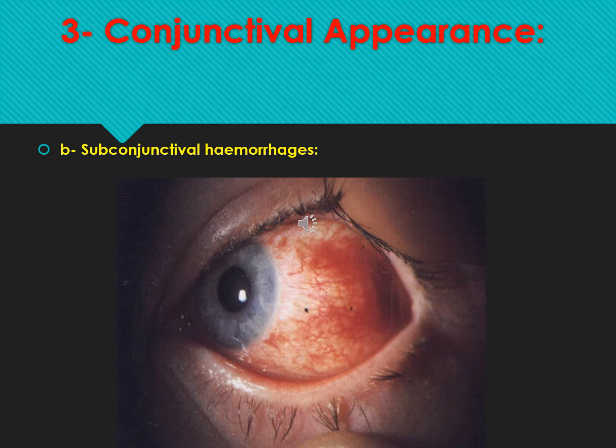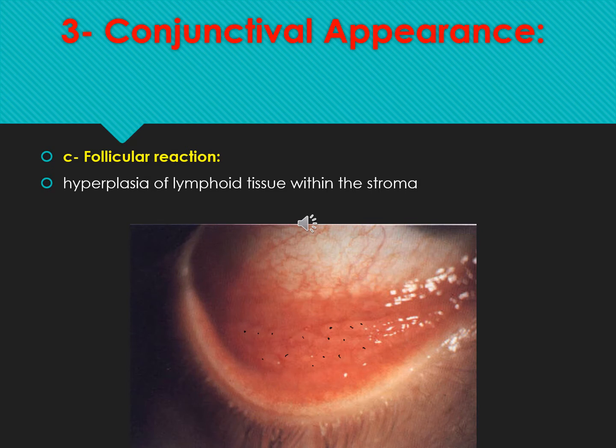Subconjunctival hemorrhage may be seen in many conditions we will cover in the clinical session, but in conjunctival inflammation we can see subconjunctival hemorrhage. It may occur with viral, especially adenoviral conjunctivitis, or hemorrhagic viral-related conjunctivitis. An important sign of conjunctival inflammation can be seen by slit lamp examination to confirm certain diagnoses.